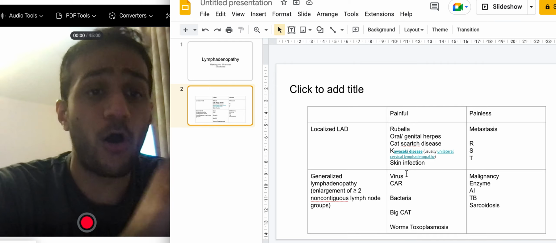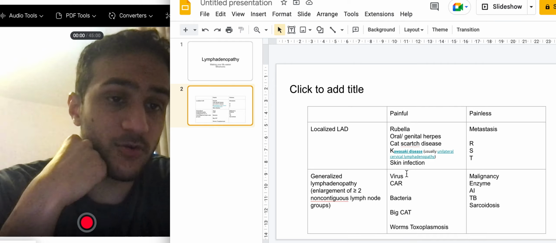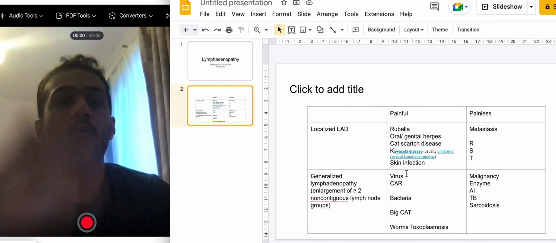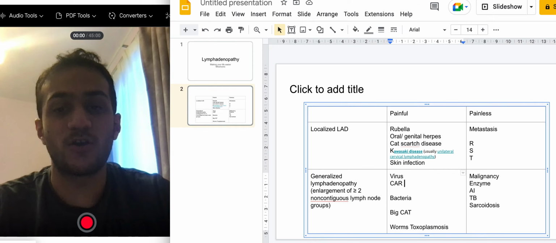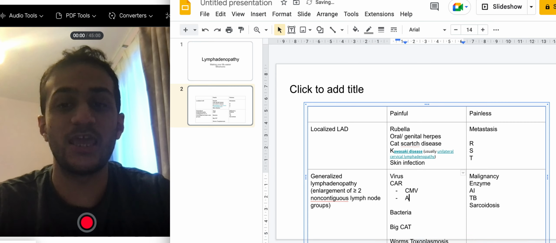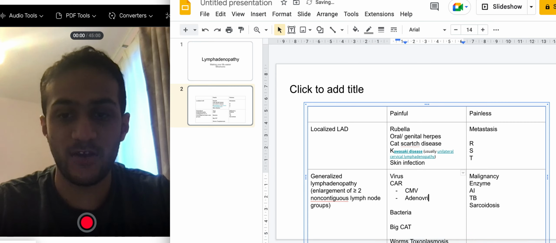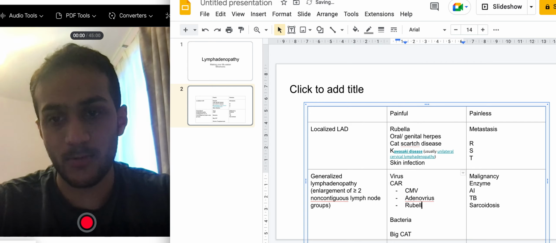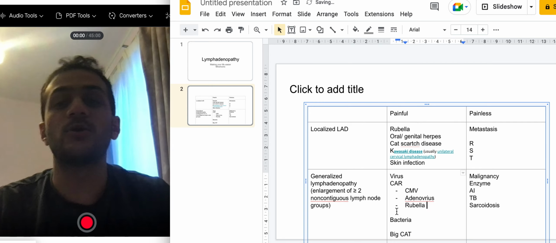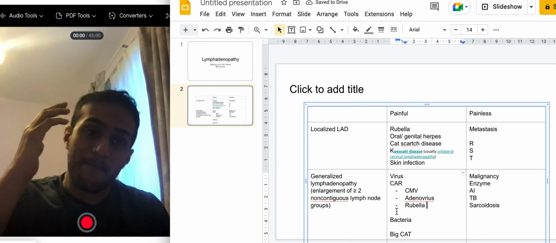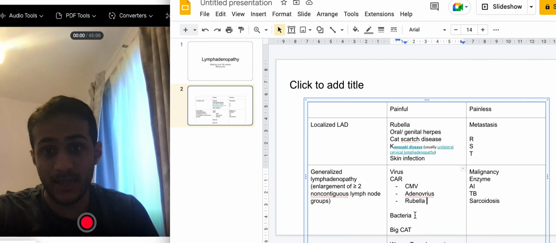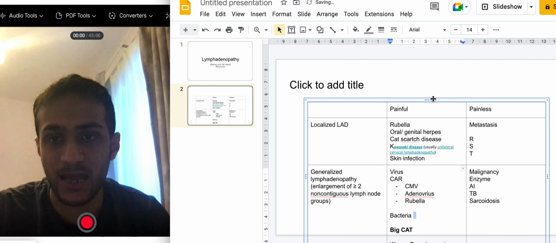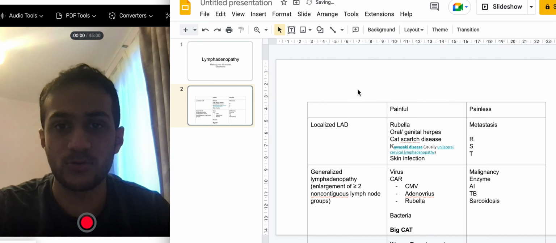You're going to think about a CAR stuck in your lymph node. Yes, this sounds very stupid, I know, but it's a good way to learn that. Why the CAR? The C stands for CMV infections, A as in adenovirus infections, and then the R, which we already spoke about, but no harm in revising it, rubella. The next thing over here is going to be your bacteria. There are many. The way you want to remember this is a mnemonic called the BIG CAT. Let me just bring this table up so that we can speak about this.